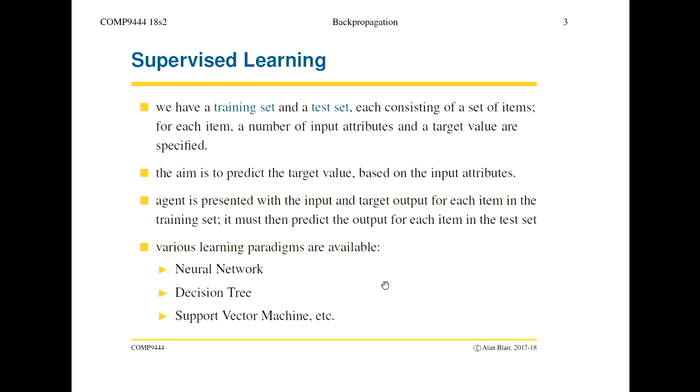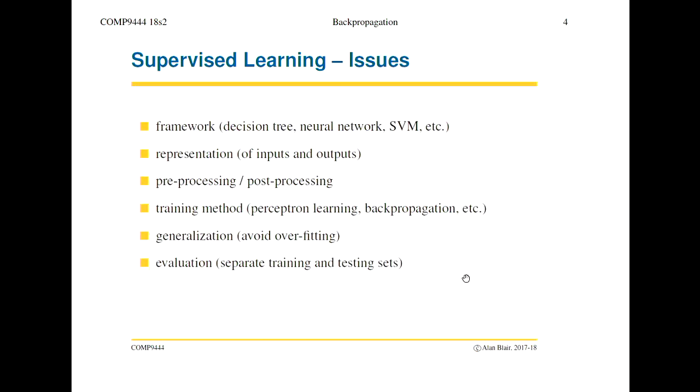Now, there's a lot of different learning paradigms available. Those of you who took the machine learning course will be familiar with this. In this course, obviously, we're going to be concentrating on neural networks, but there's also decision trees, support vector machines, k-nearest neighbor, naive Bayes, and so on. So there's a whole group of these, but neural networks tend to be the ones that at the moment are producing very good results in a lot of cases.